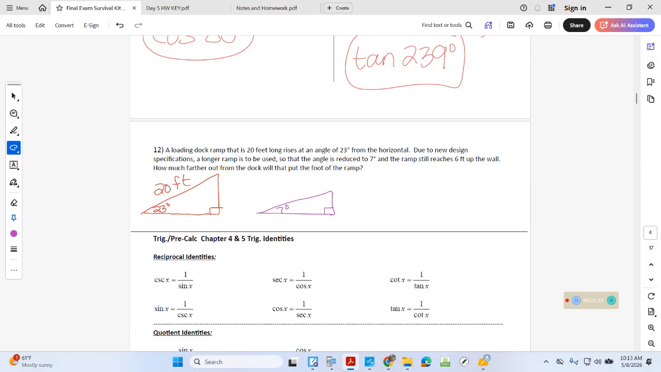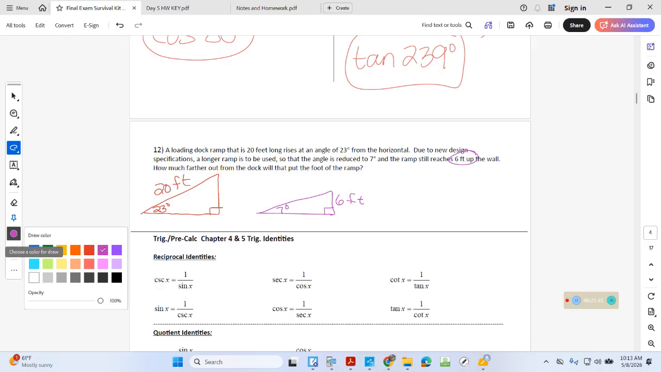Now, I don't know how long the hypotenuse is. I don't know how long the ramp is. It says it's going to be longer. Okay, what else? But this is kind of clutch. It says that it reaches 6 feet up the wall. Well, your wall, remember, is always your height or your altitude.